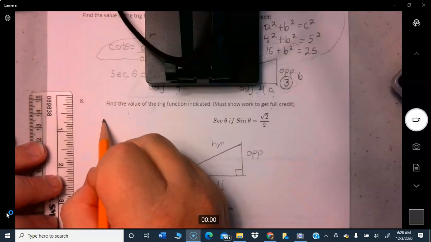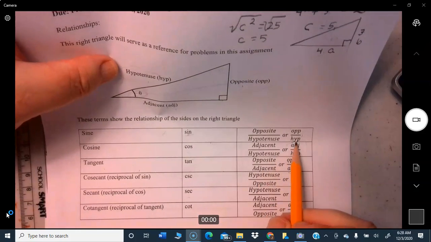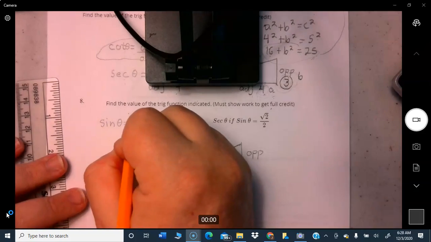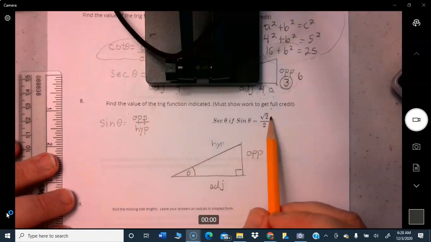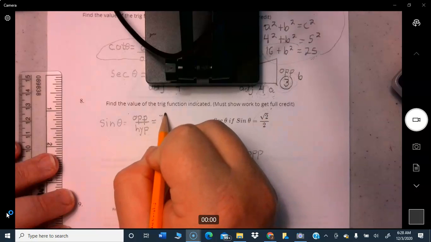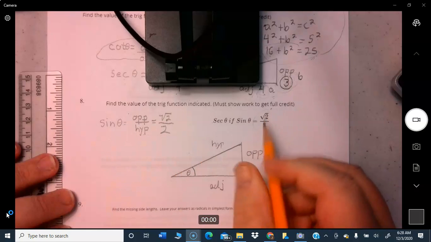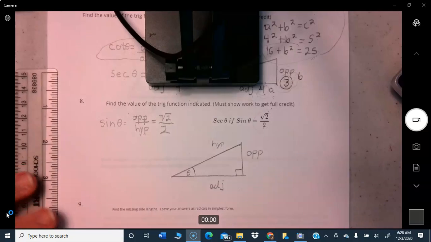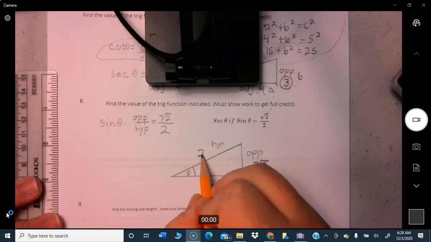Okay, so what is sine? Sine is opposite over hypotenuse. Okay, so there's a ratio and there's a ratio. So what that means is that the opposite is the square root of 2 and the hypotenuse is 2. You just take that ratio and assign it to that. So over here I have the square root of 2 and the hypotenuse here is 2.